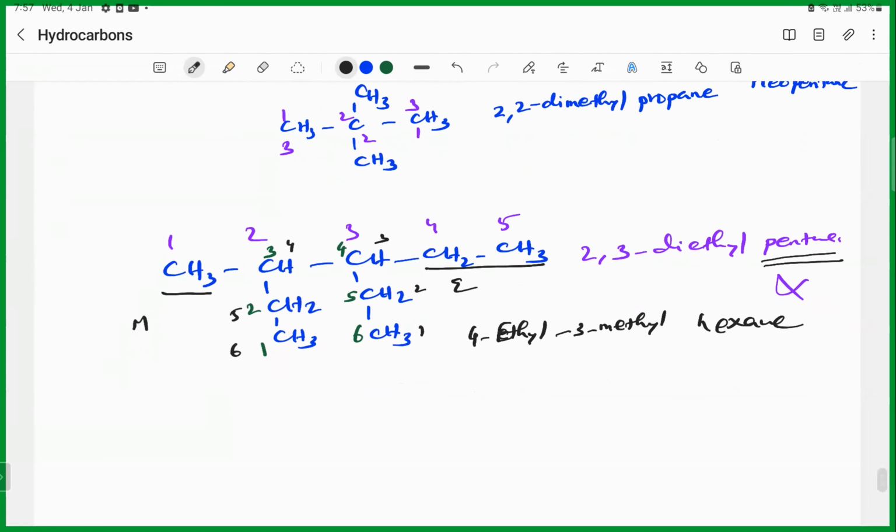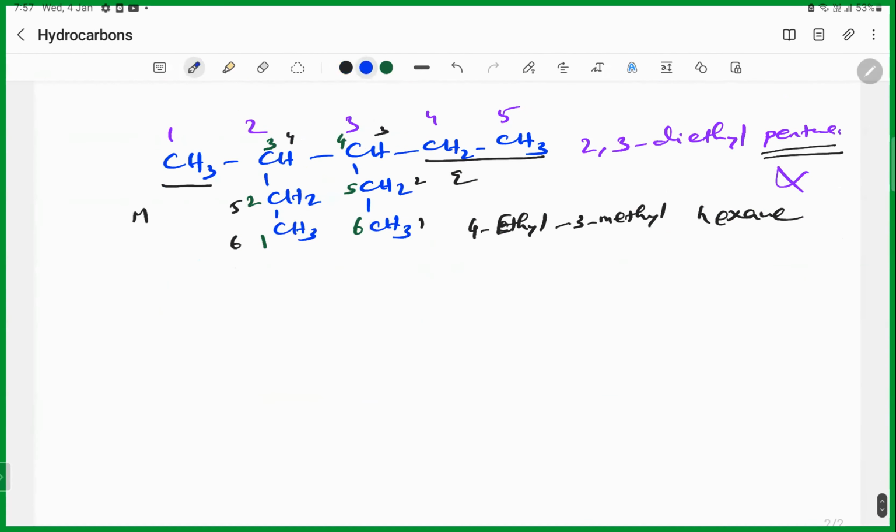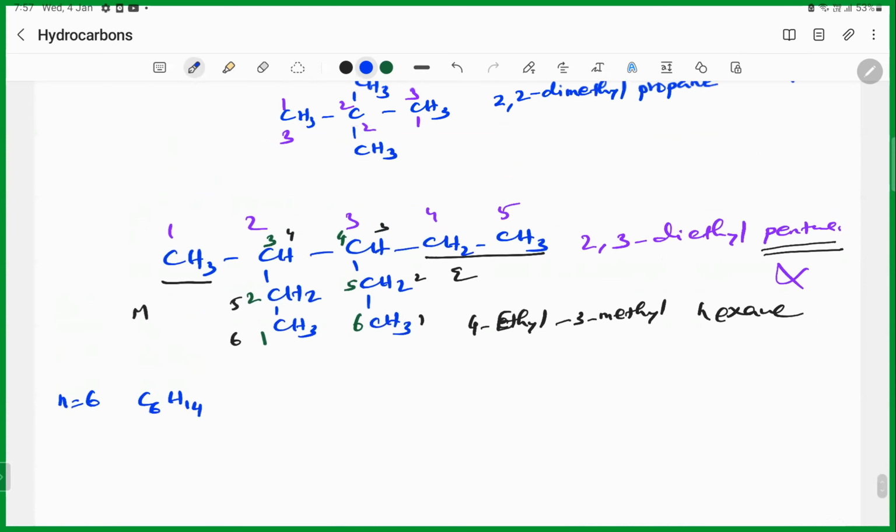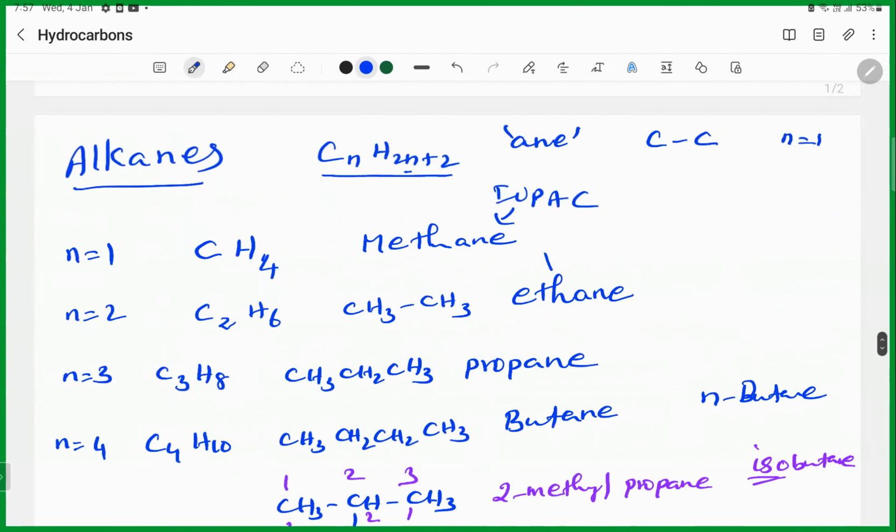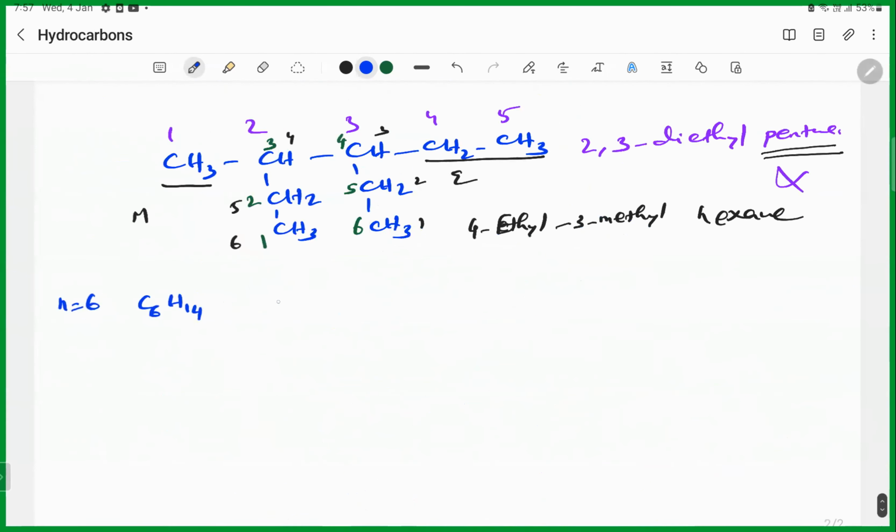Okay. When you have hexane, what are the possible structures? So what is the formula for n equal to 6? C6H14, right? By the CnH2n+2 formula, 6 carbons, 2 times 6 is 12, 12 plus 2 is 14. So you can write CH3, CH2, CH2, CH2, CH2, CH3. This is called n-hexane, or hexane.